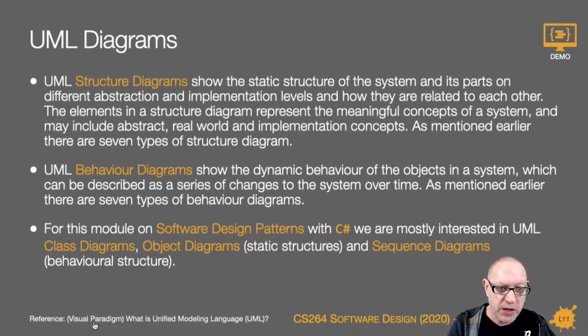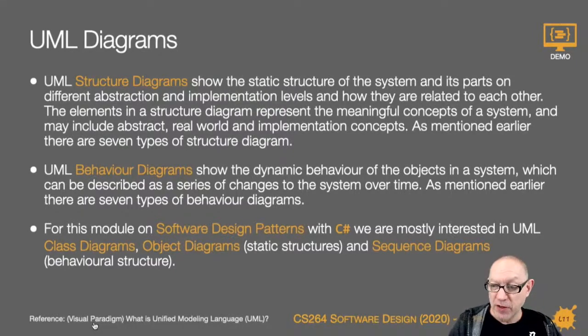The UML behavioral diagrams show the dynamic behavior of the objects in the system, and that can be described as a series of changes to the system over time. When we say changes to the system, we mean changes to the objects or to the databases, whatever the model representation is. So we have a static model that evolves over time, and the evolution is related to the behavior of the system. There are 7 types of behavior diagrams, as we saw.